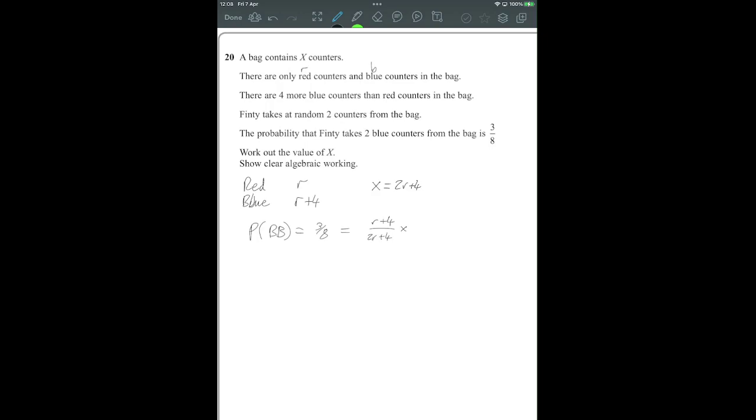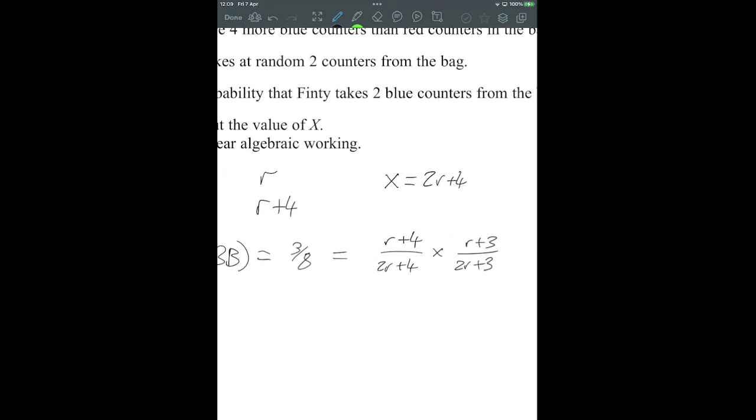And we need to pick the second blue counter. But there's 1 less counter now, so now it's only R plus 3 blue counters in a total of 2R plus 3. If I'm taking 2 things out, I'm not replacing the first one. I can't pick the same counter twice, so it is a without replacement style question. Now that looks horrible, but that's the equation we have to try and solve.